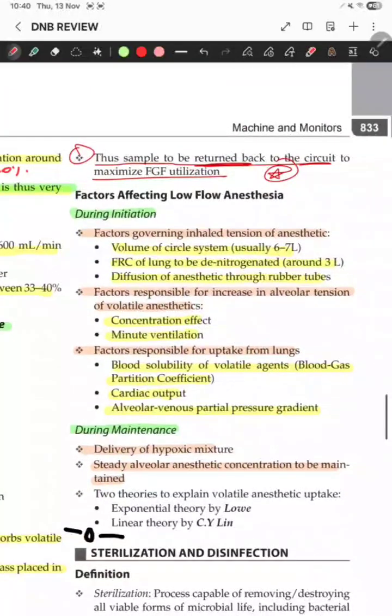Now finally we will see factors affecting low flow anesthesia. During initiation, during maintenance. During initiation, factors governing inhaled tension of anesthetic, factors responsible for increase in alveolar tension of volatile anesthetic, and factors responsible for uptake from lungs.